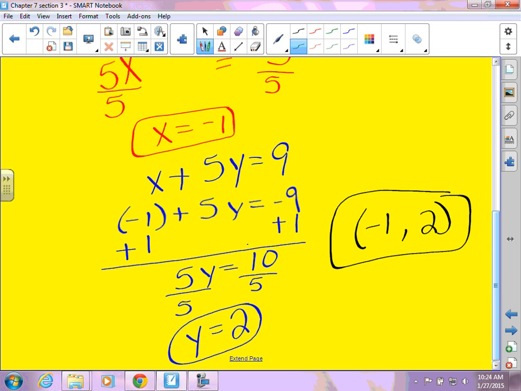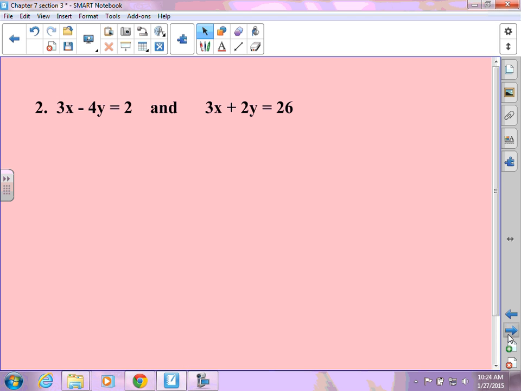Okay, let's take a look at the second one, right? Is the first equation in standard form? It is. Is the second equation in standard form? It is. Now, watch what happens. I'm going to line them up. 3x minus 4y equals 2. And 3x plus 2y equals 26. I'm going to draw my line, and then I want you to stop for just a minute.